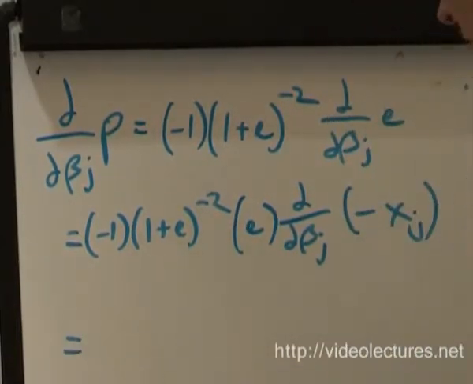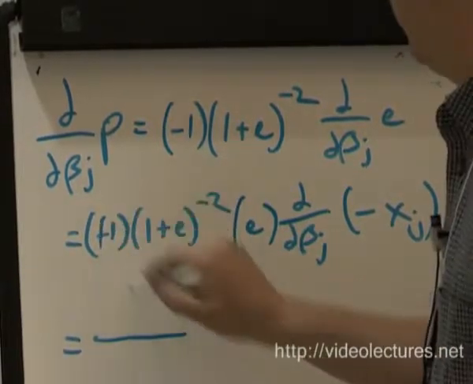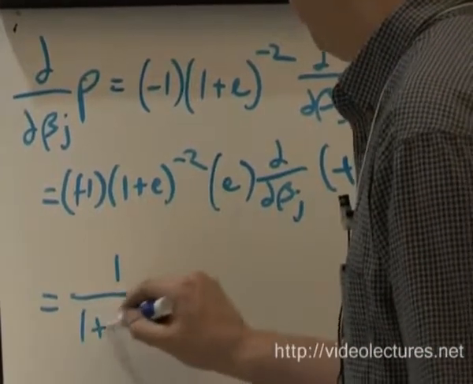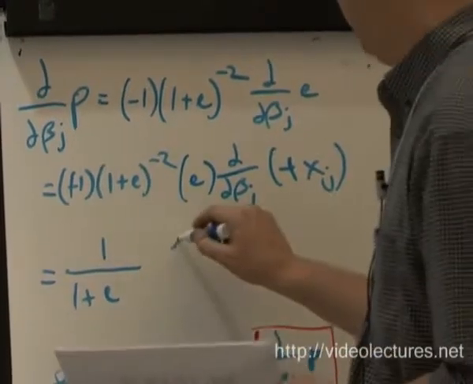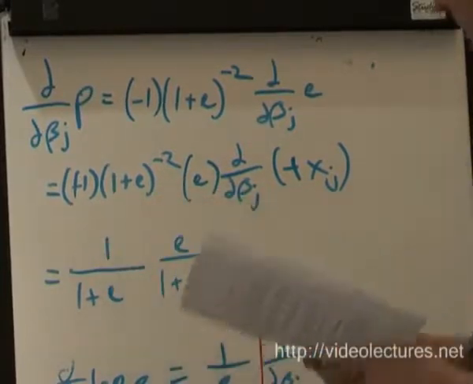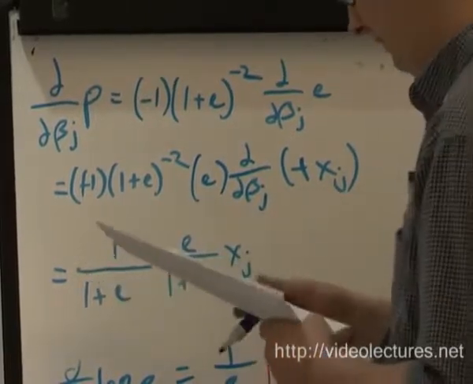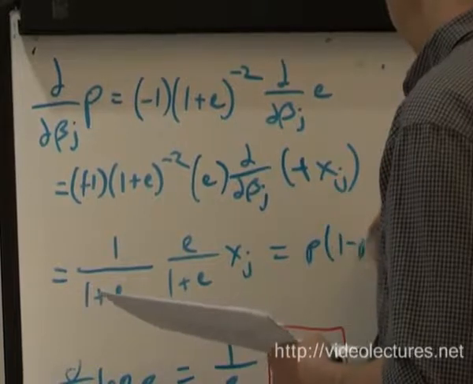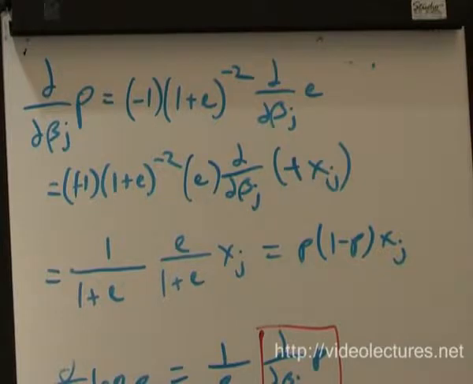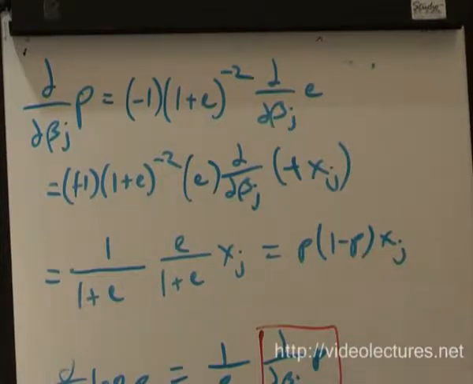Now comes the elegant rewriting part. I can cancel these minuses, and then what I get is 1 over 1 plus e, and then e over 1 plus e, because I had a 1 plus e to the power minus 2 here, times xj, which is p times 1 minus p times xj. So I've written the derivative of p in terms of p.